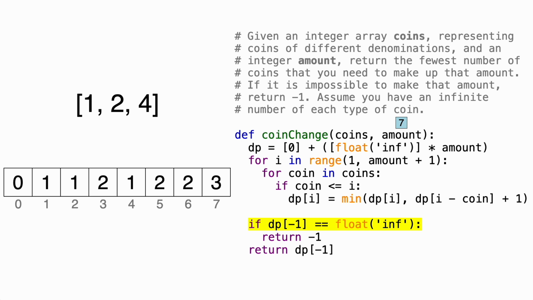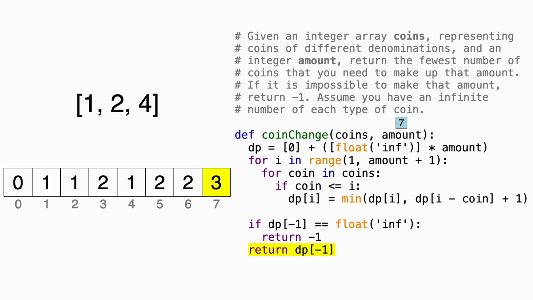But right now, the last element of the array is not infinity, which means we have a valid solution, and we can just return that value. So the fewest number of coins needed to make an amount of 7, using the coins provided, is 3 coins. So we return 3 and we're done.